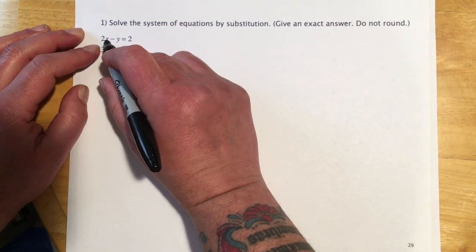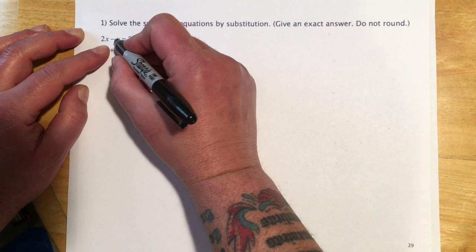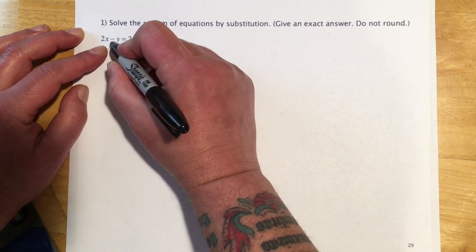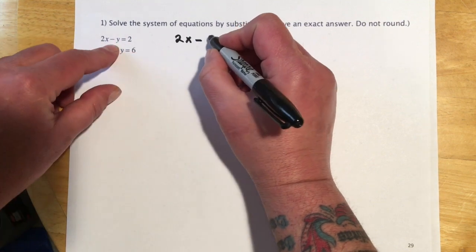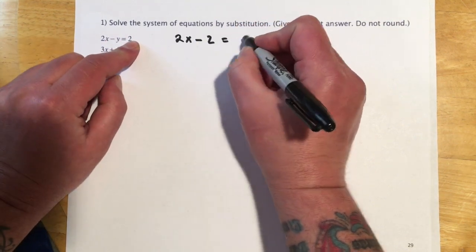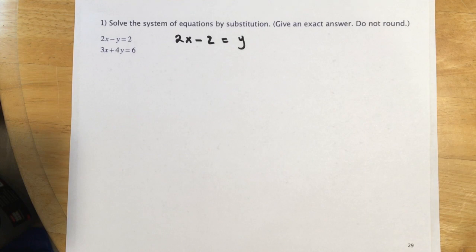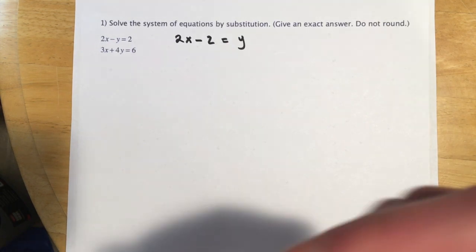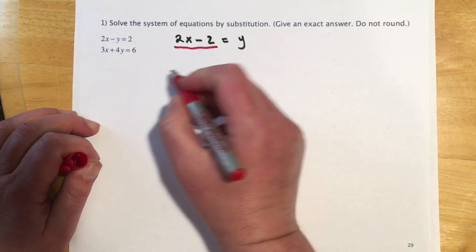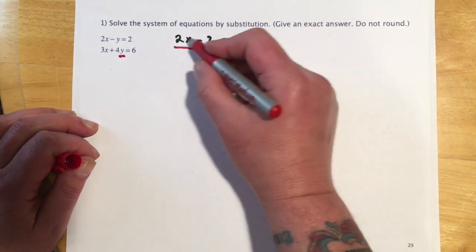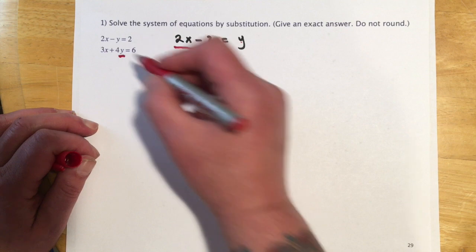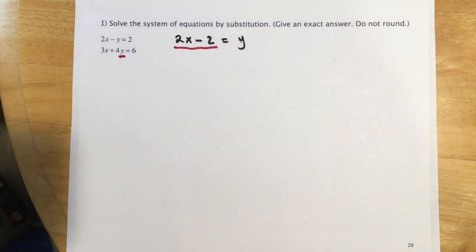So for substitution, what we do is we isolate one of these variables. So I'm going to bring this y over to this side and the 2 over to this side. So that would make 2x minus the 2, add the y over, equals y. So what I've done is I've solved for one of the variables so that I can substitute that into the second equation for the y. So since y equals 2x minus 2, I can put that right here. That gets me one equation and one unknown.